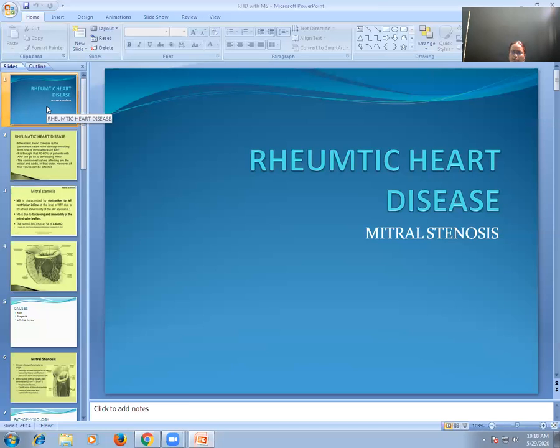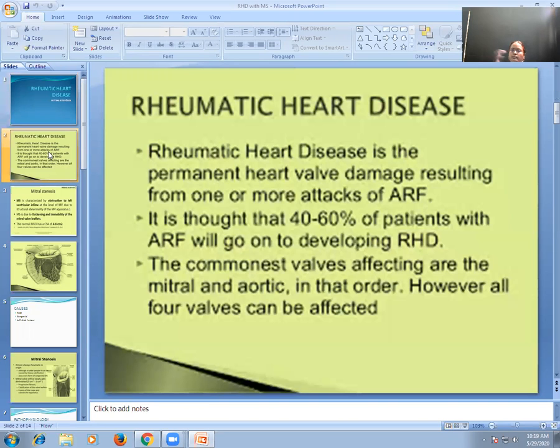Mitral stenosis is the most common lesion in rheumatic heart disease. It is nothing but a consequence of the severity of rheumatic fever. Mitral stenosis means narrowing of the mitral valve opening. The next most common valve involved is the aortic valve, but the mitral valve is the most commonly involved in rheumatic heart disease. So rheumatic heart disease is nothing but the permanent heart valve damage as a result of one or more attacks of acute rheumatic fever.